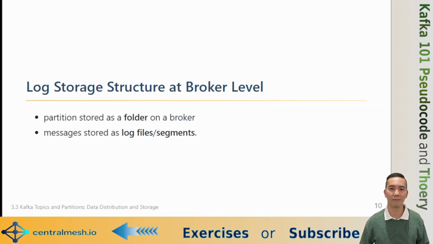In Kafka, partitions are stored as folders on a broker. Each partition folder contains log files, also known as segments, which store the actual data. These segments are created as the data grows. Kafka organizes these segments in sequence, allowing the system to manage them more effectively. Segments can be removed once the data is no longer needed.